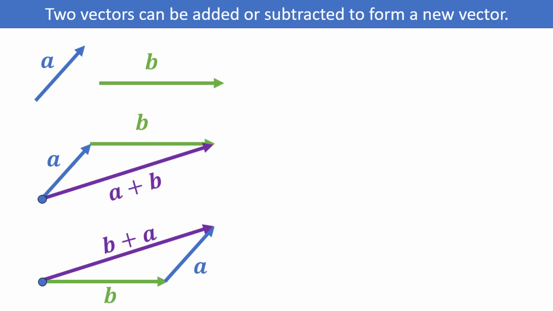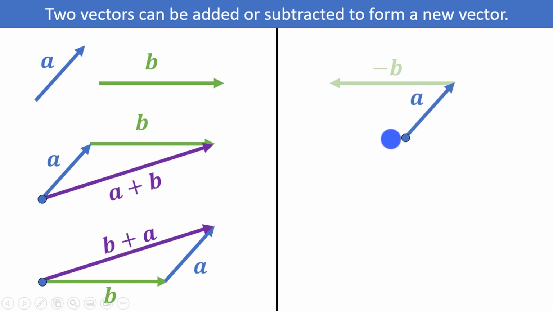Vectors can also be subtracted. So if this is the vector A, and this is the vector negative B, which is the same as positive B except the direction is reversed, then the vector A minus B would be the vector that starts where vector A started and where negative B ends, if negative B starts right where A ended. The vector in purple would be A minus B.